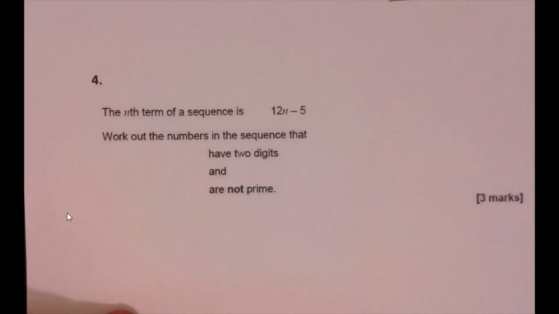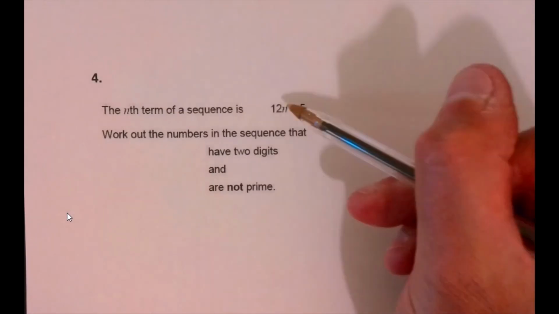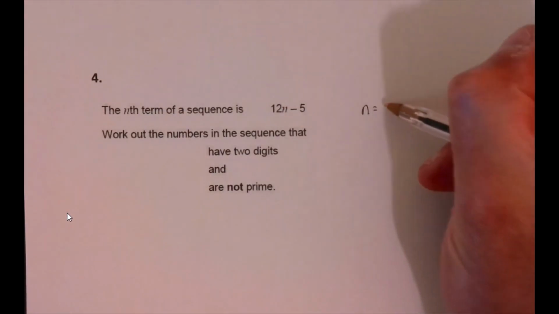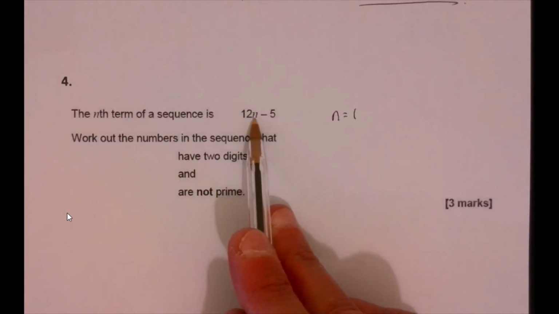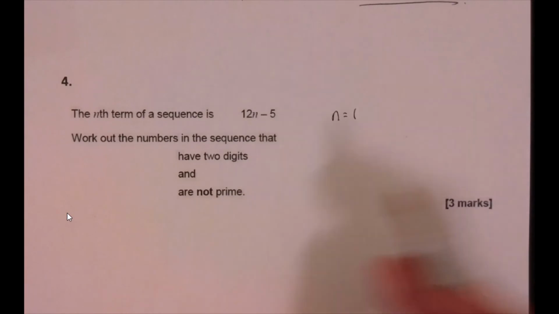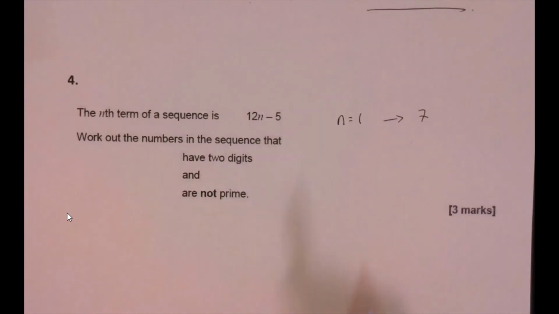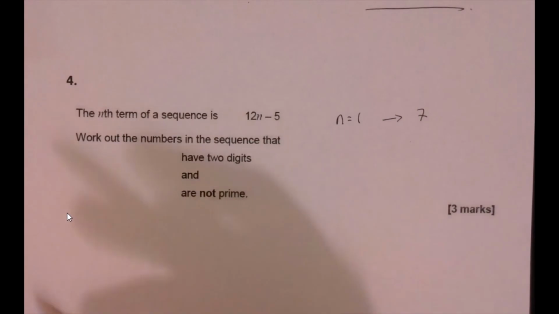Okay, and the last one, just consider the possibles. The nth term of a sequence is 12n minus 5. So imagine if n is equal to 1, what would that be? 12 times 1 is 12, take away 5 is 7. So that would give you 7. Then do it for n is 2, for n is 3, for n is 4. Now clearly that's only a 1-digit number, so that doesn't work in any case.